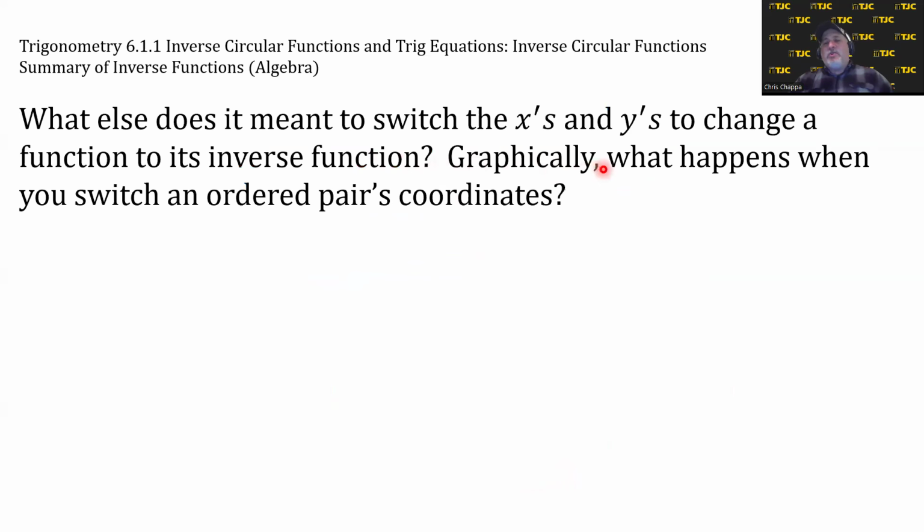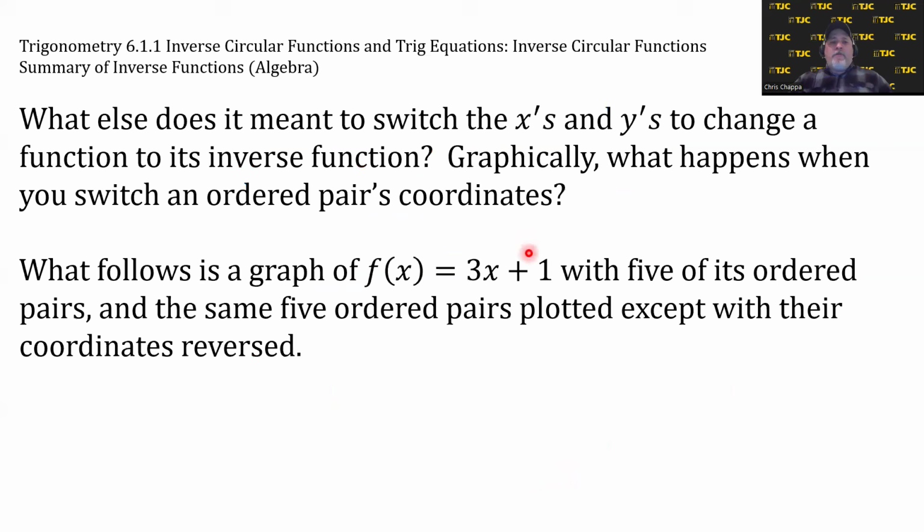Now, what else does it mean to switch the x's and y's to change a function to its inverse function? Graphically, what happens when you switch an ordered pair's coordinates? Well, what follows is a graph of the function we saw earlier, f of x equals 3x plus 1, with 5 of its ordered pairs, and the same 5 ordered pairs plotted except with their coordinates reversed.